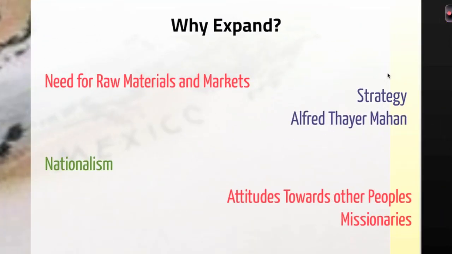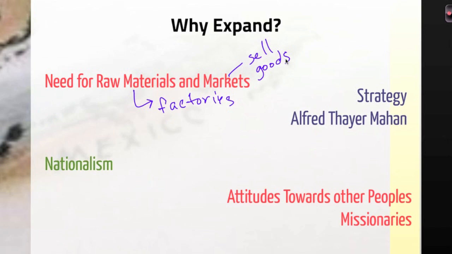So we decide we need to expand. Why do we need to expand? Well, for various reasons. One of the reasons is going to be the need for raw materials and markets. This is so that we have raw materials for our factories and markets to sell goods to. And when we say markets, that means people in other countries.